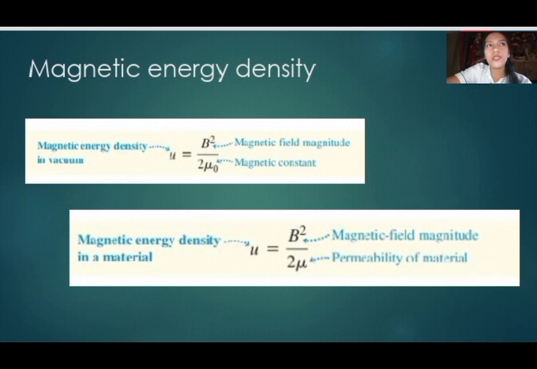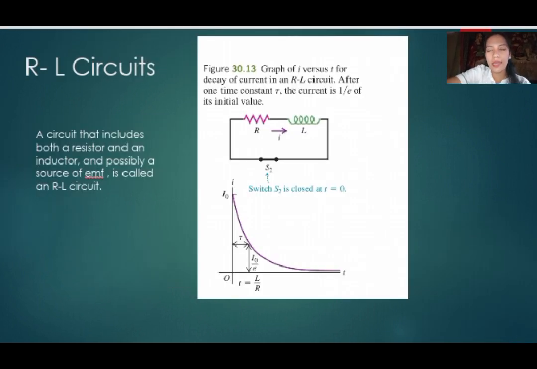Then we have the RL circuit. An RL circuit consists of a resistor and an inductor connected together, usually with a source of electromotive force, or EMF. When the circuit is switched on, the current does not immediately reach its maximum value because the inductor opposes the change in current.